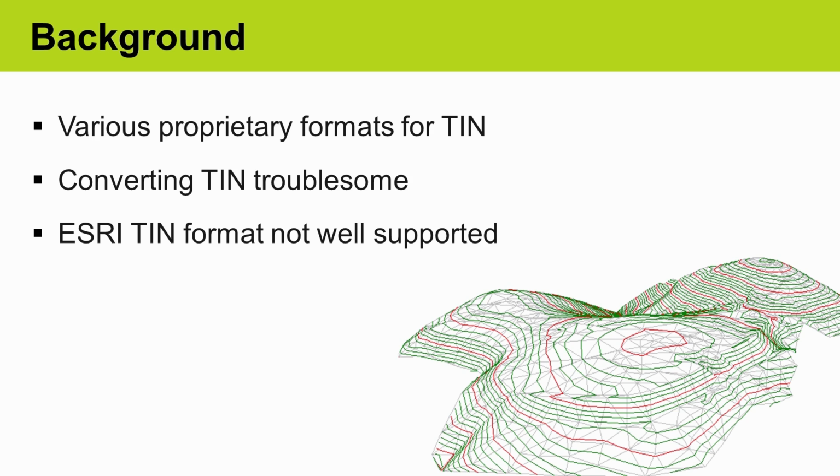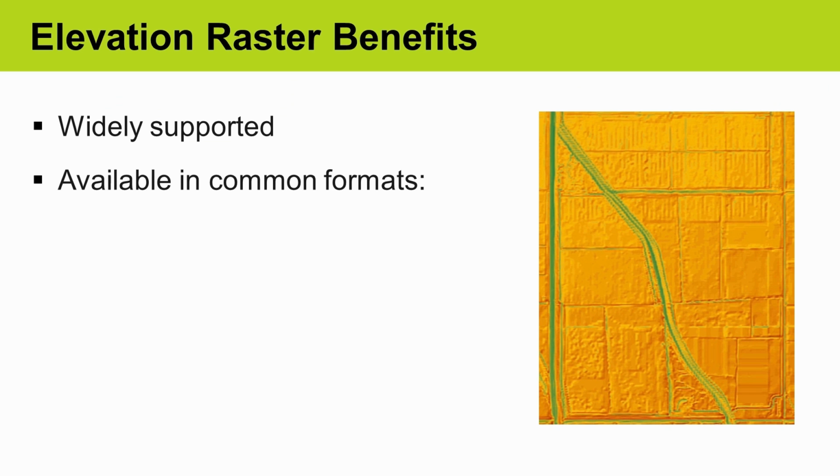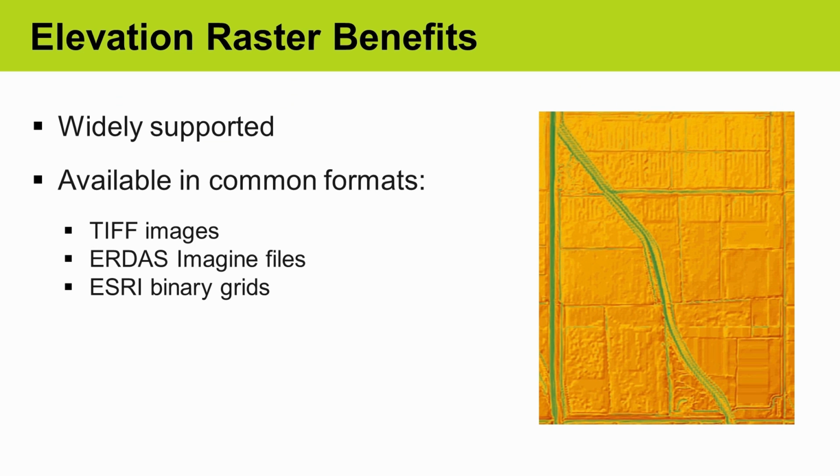Tin data in ESRI is stored as either a coverage file or a terrain dataset. Both of these files are proprietary ESRI formats, so there is limited support for them in other mapping packages. Raster elevation datasets, on the other hand, are widely supported in different GIS packages. There are a number of very common formats, including TIFF images, ERDAS Imagine files, and ESRI binary grids.